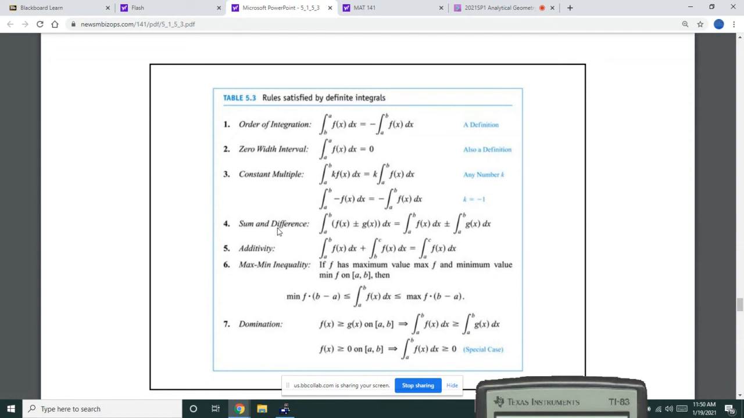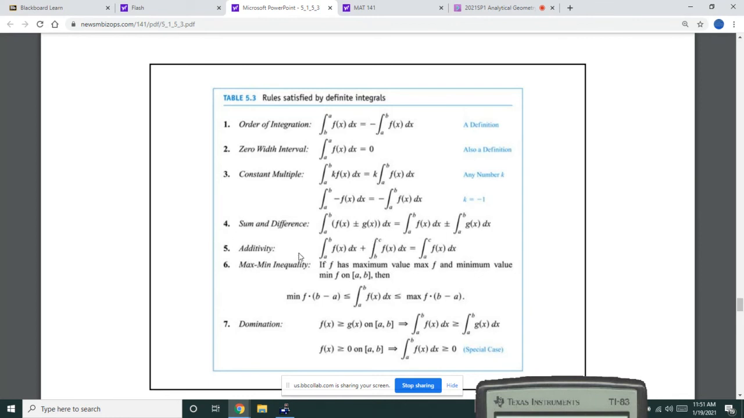There's a sum and difference rule, and the sum and difference rule says that the integral from a to b of f of x plus or minus g of x dx, you can distribute your integral, right? Just as you can distribute using the distributive property, you can distribute this integral. So you can distribute the integral as the integral from a to b of f of x dx plus or minus the integral from a to b of g of x dx. So you can distribute the integral.